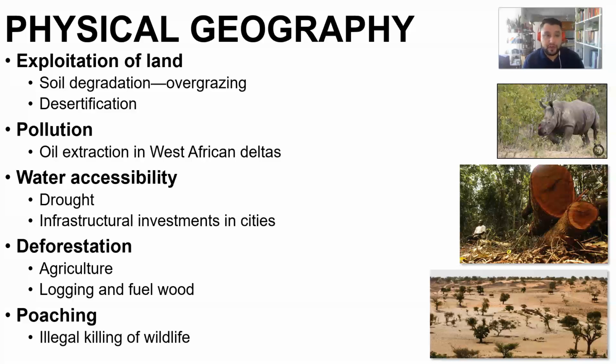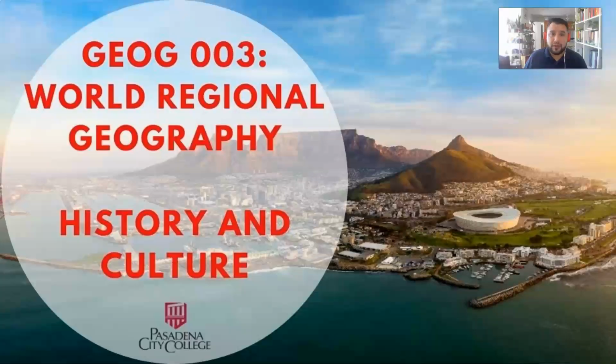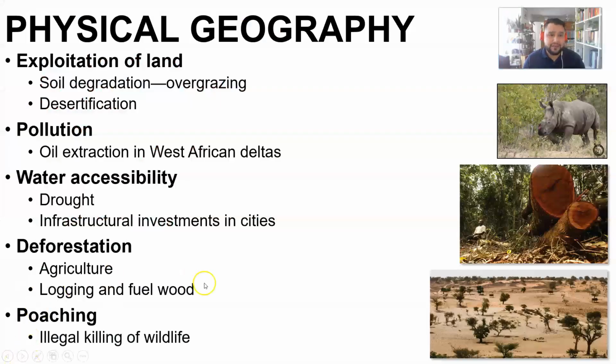We have issues of the exploitation of the land that lead to desertification, especially due to overgrazing, as well as pollution from oil extraction, especially in Nigeria. We see this issue in Angola too. We also have issues of water accessibility with repeated droughts and poor infrastructure to manage water and sewage in cities. And as I mentioned, deforestation, as agriculture encroaches on the rainforest, but also the illegal poaching of wild animals. Okay, that's it for this section on physical geography.